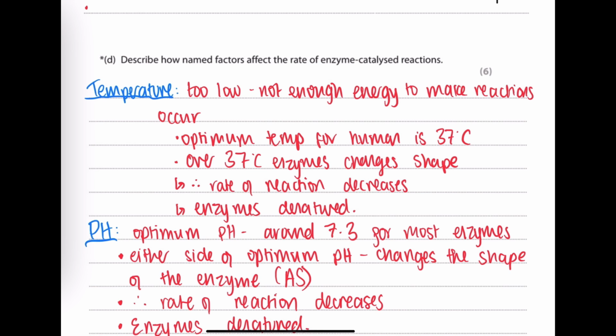So we'll start off with temperature. If the temperature is too low, it just means that there isn't enough energy to make the reaction actually occur. There's not much energy for the enzyme to actually meet the substrate. For humans, the optimum temperature is 37 Celsius. But once it goes over 37 Celsius, it becomes too hot for them. So the enzyme changes shape. Therefore, the rate of reaction decreases, and that means the enzyme is denatured. What does enzyme denatured mean? It just means that the enzyme changes its shape.